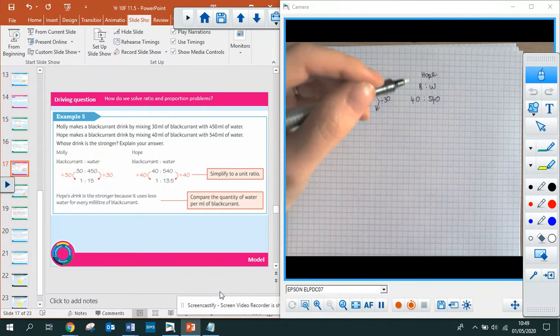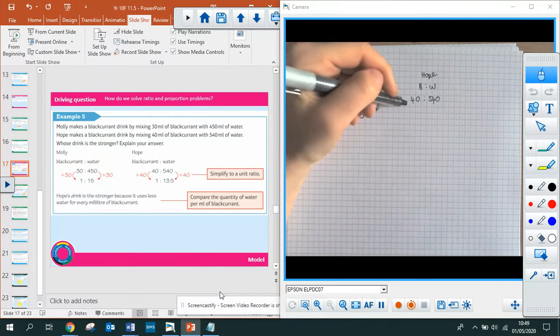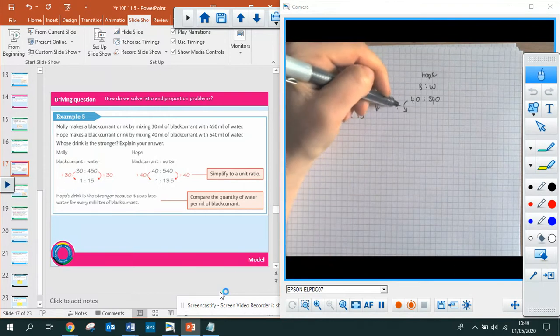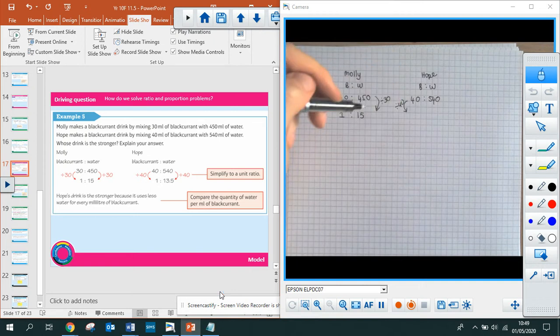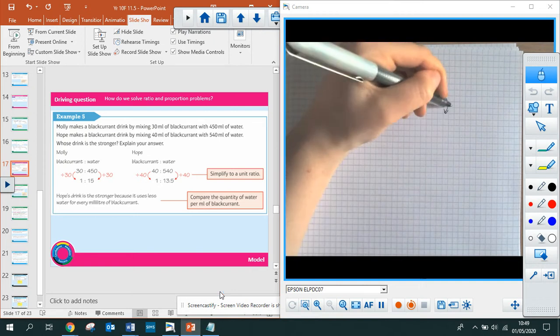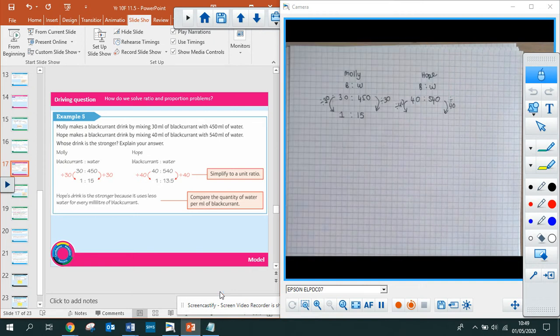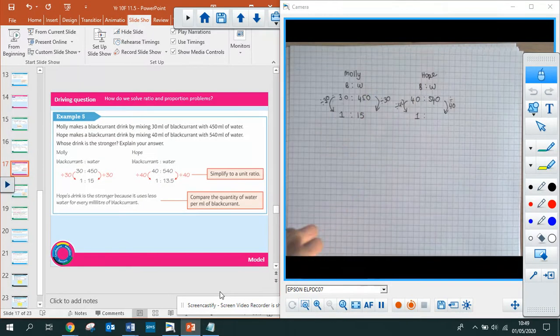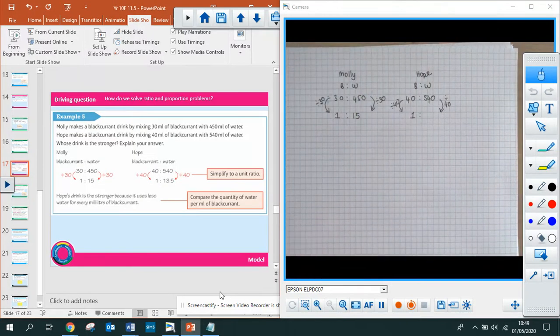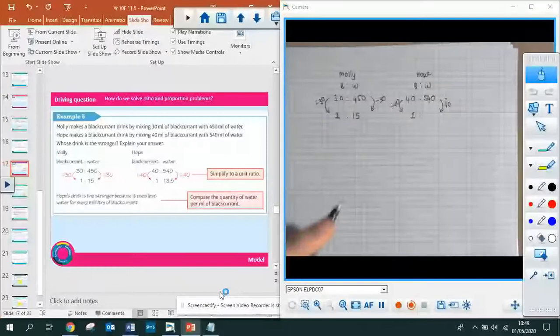Hope's, we need to divide by 40 because it's the blackcurrant I want constant. I want that as 1 so I can compare the water amounts. So I need to divide the 540 by 40. 40 divided by 40 is 1. 540 divided by 40 doesn't go exactly, so I'm going to have to use my bus stop for my division.